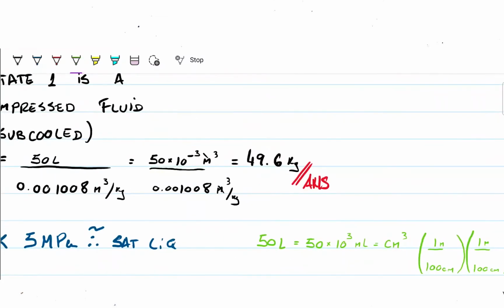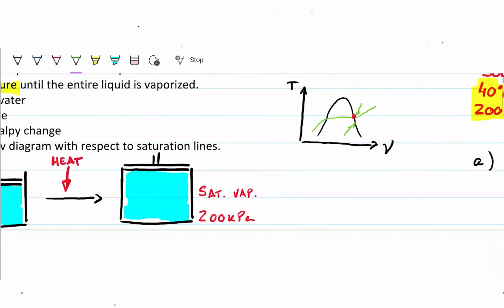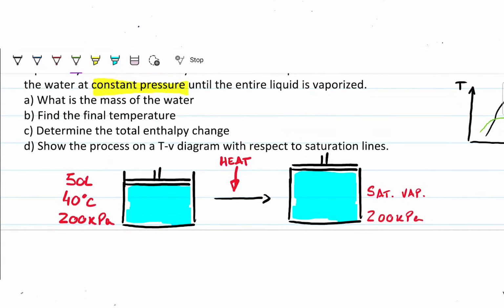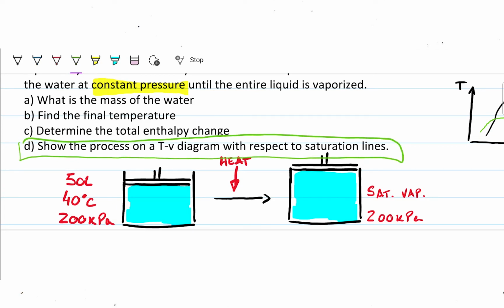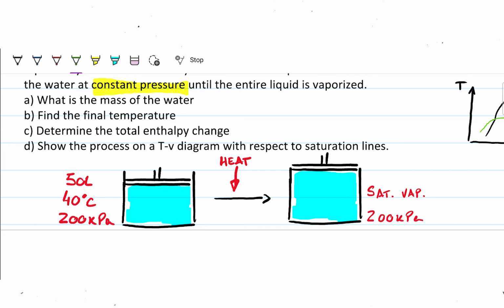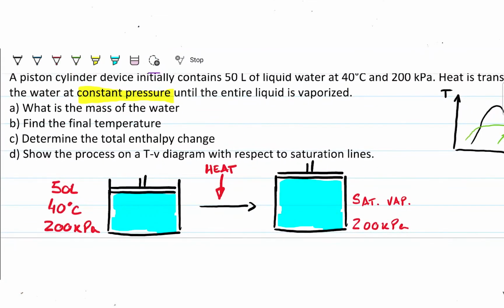Especially if I'm doing a test or something like that, I ensure that I do all these steps so that I don't get the unit conversion wrong. Cool, so that's the first part, part A. Now, part B asks us, what is the final temperature? And what I'm going to do is skip B and C. I'm going to go straight into D because D can actually help me understand the problem and solve B and C, okay? So let's go ahead and draw the TV diagram with respect to saturation lines because we can do that already with the information we know with this information here.